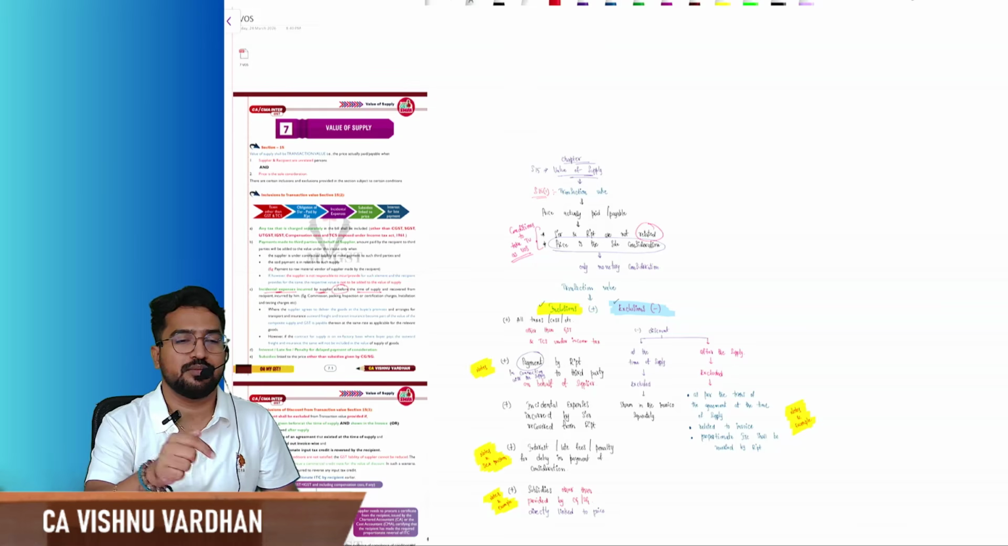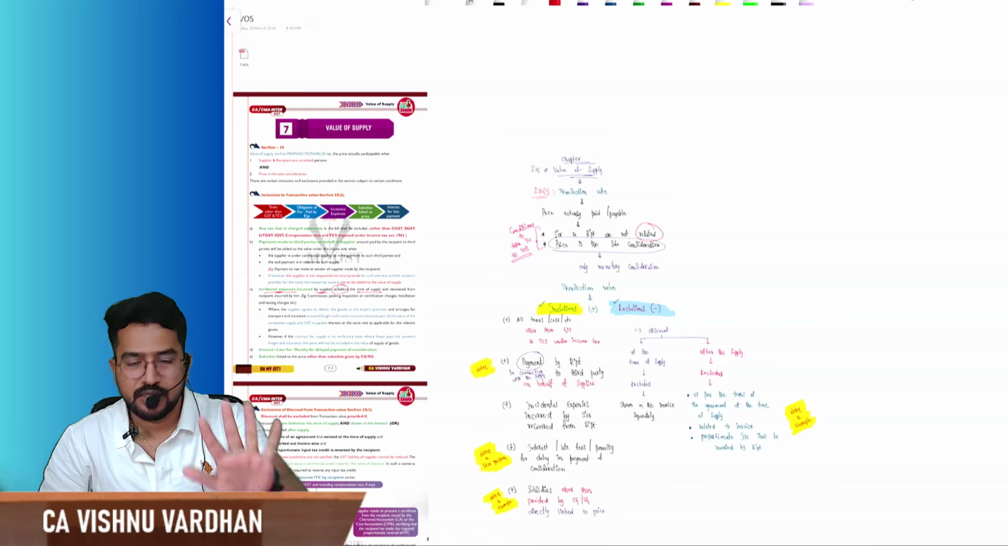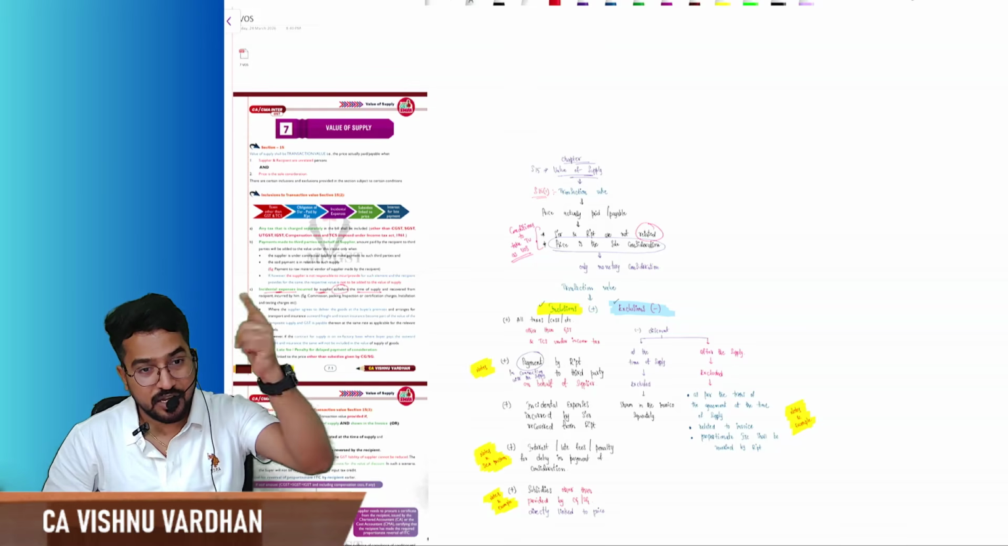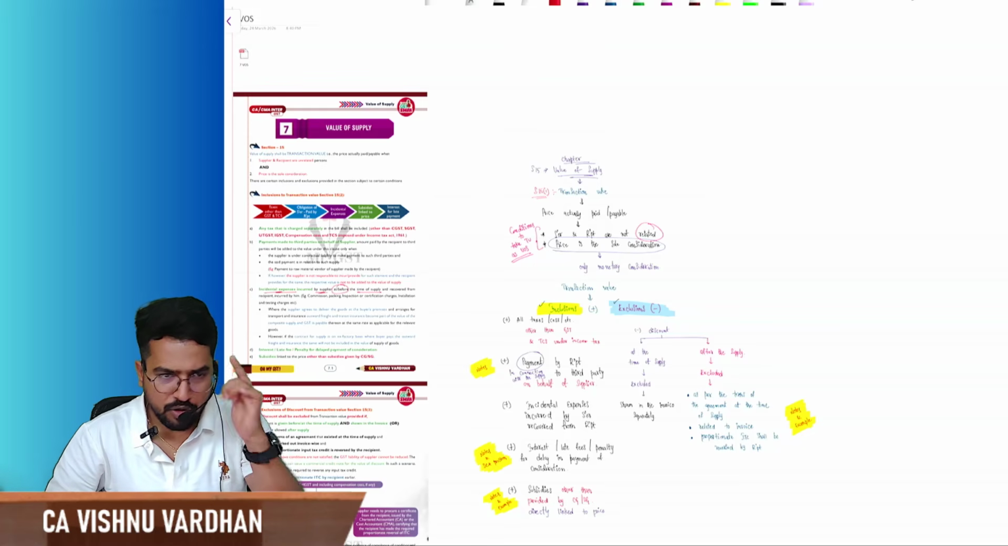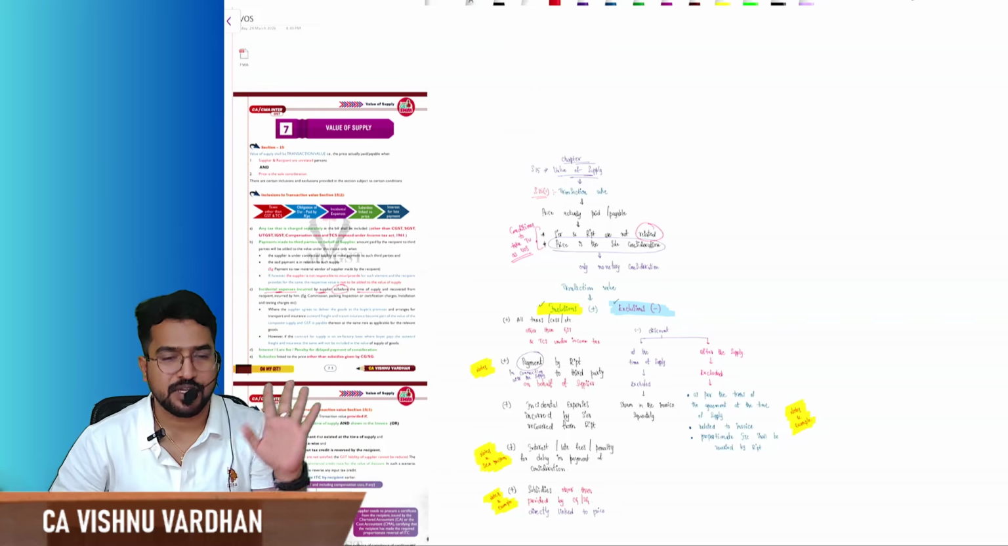That value determination is dealt with in section 15. Section 15 has 5 subsections. In your syllabus, you have only 3. Subsections 4 and 5 are read along with valuation rules. That is dealt with in CA Final. But you remember always, value is determined as per section 15.